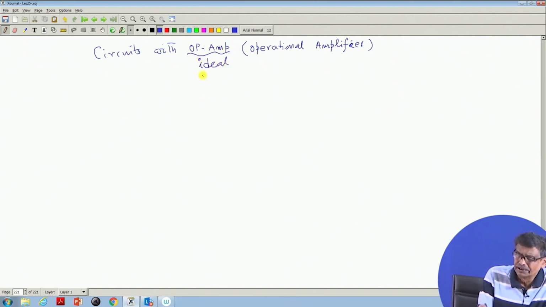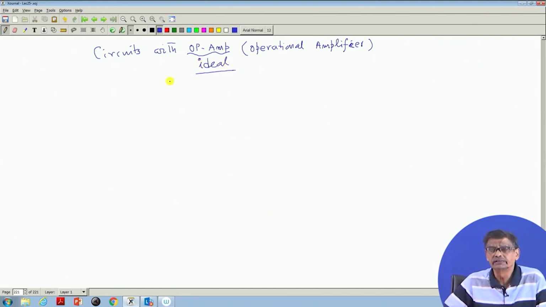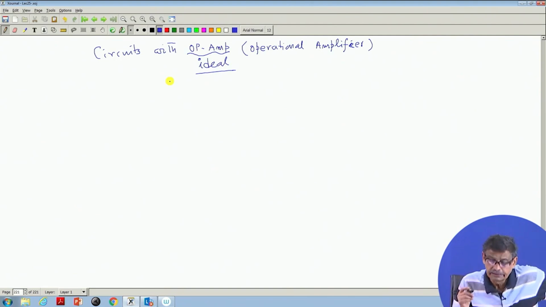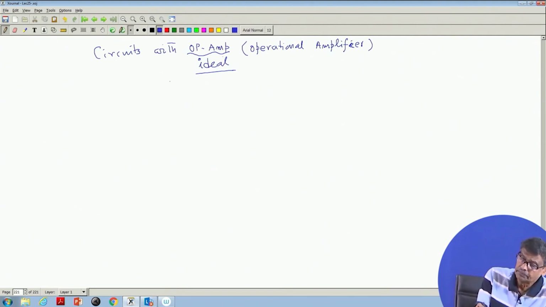I will also indicate how to handle situations when the op-amp is not ideal, but in most cases, if you know the ideal behavior of op-amp circuits, you will be able to face even the case where the operational amplifier is not an ideal one. Now, the question is, what is an op-amp? An op-amp is actually an amplifier, as the name indicates. The question is, what does it amplify?